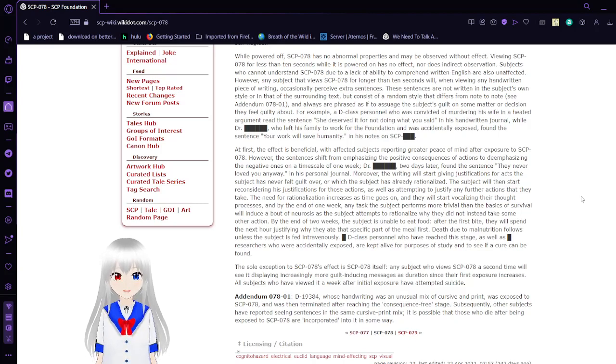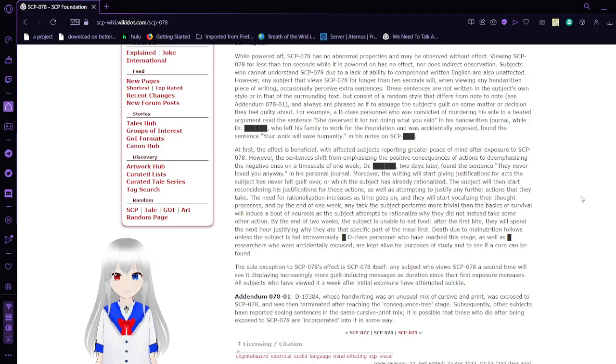Over time, the writing will start giving justifications for acts the subject has never felt guilt over, or which the subject has already rationalized. The subject will then start reconsidering his justification for those actions, as well as attempting to justify any further actions that they take. The need for rationalization increases as time goes on, and they will start vocalizing their thought processes.